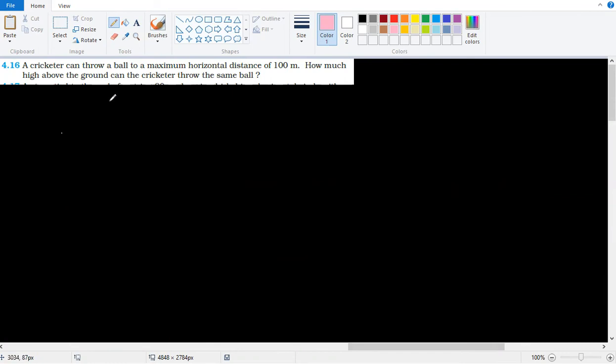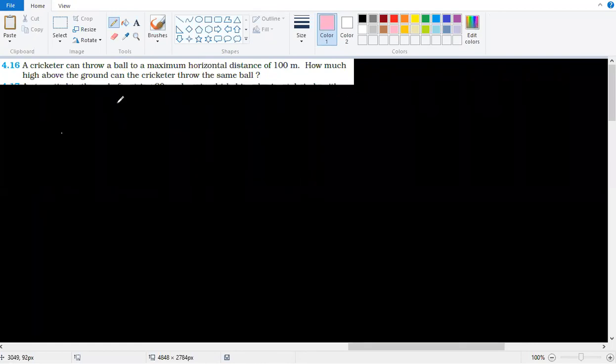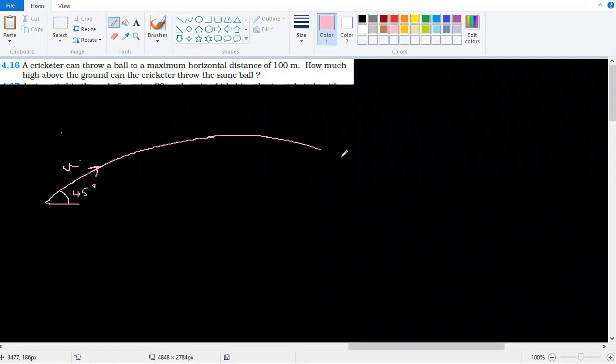A cricketer can throw a ball to a maximum horizontal distance of 100 meters. How high above the ground can the cricketer throw the same ball? So it means they're saying that a cricketer can throw with some velocity. Maximum horizontal distance means again it will be 45 degrees, so you can immediately assume that it is 45 degrees. If he throws that, it's going to a maximum distance of 100 meters.